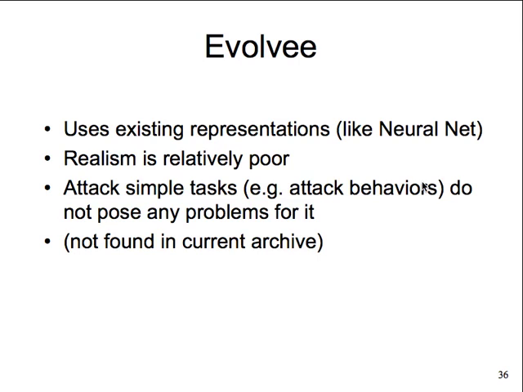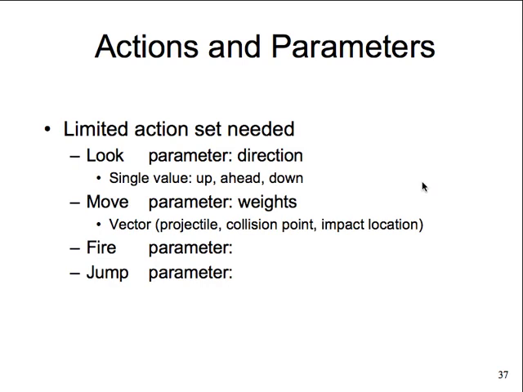The realism is relatively poor. It's an evolutionary system, so it doesn't necessarily give us a realistic view of the results. It attacks simple tasks, so the attack behaviors do not pose any problem for it, and it's not found in current archives. It's not available, but it looks at moving from space to space. In fact, there's a combat kangaroos simulation that's actually pretty popular. It's a simulation that uses a genetic algorithm to breed kangaroos that are good for fighting. Not very realistic, it's just a toy.